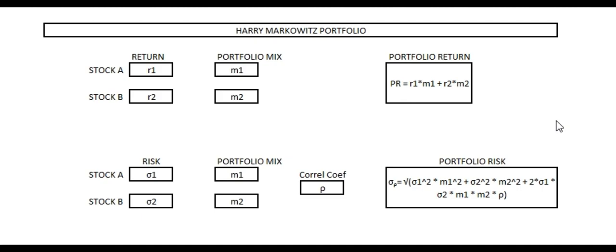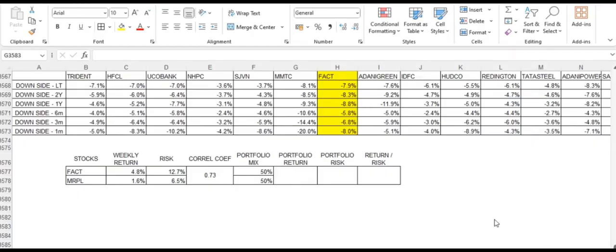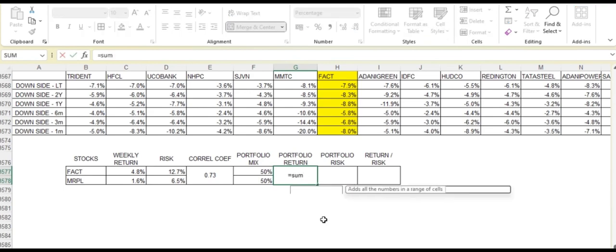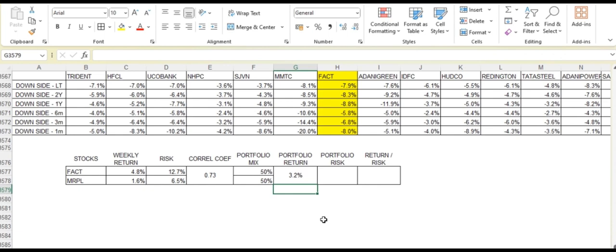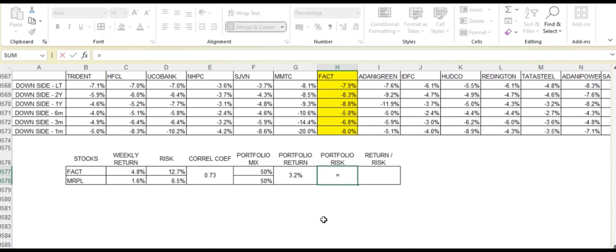That being said, let's go back to our example. Now that we've understood the math behind the Harry Markowitz portfolio model, let's calculate the return and the risk of our portfolio. Remember, the portfolio return is a weighted average, so I will use a SUMPRODUCT here and multiply the weekly returns of these individual stocks with the portfolio mix given in column F. So the standard return of this portfolio is 3.2%. Now, to calculate the risk, I will have to do a slightly more tedious calculation, starting with the square root and then taking the individual risk rates.